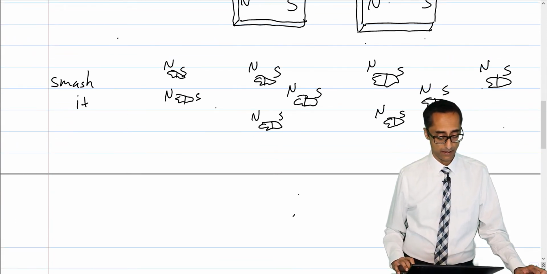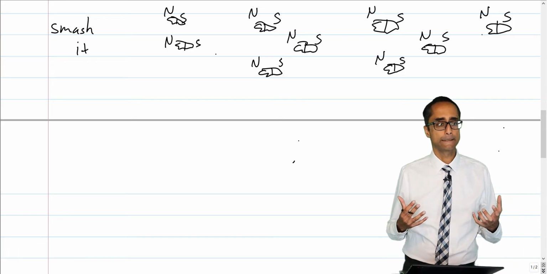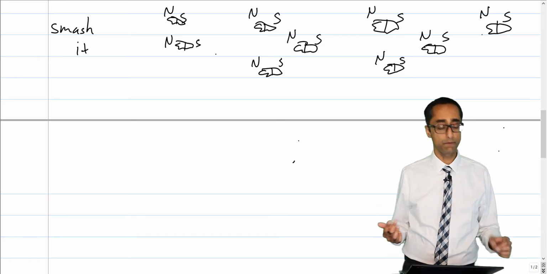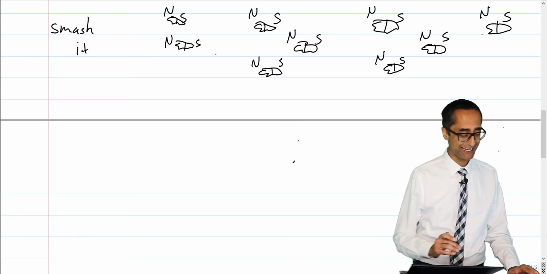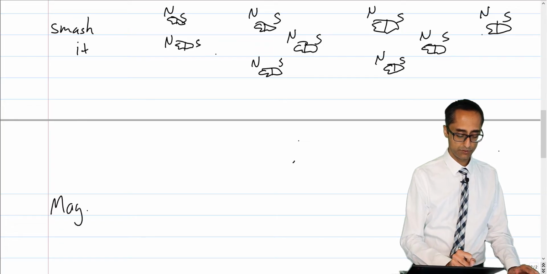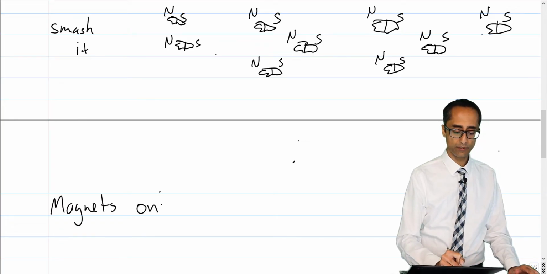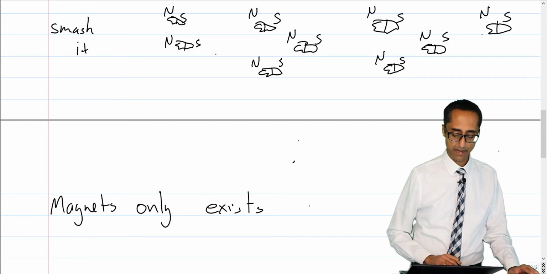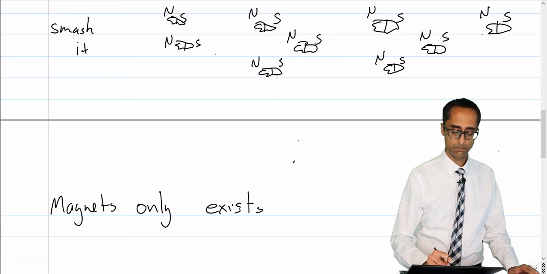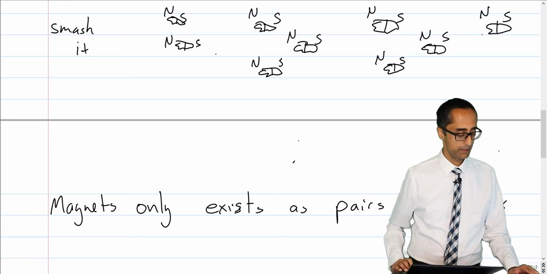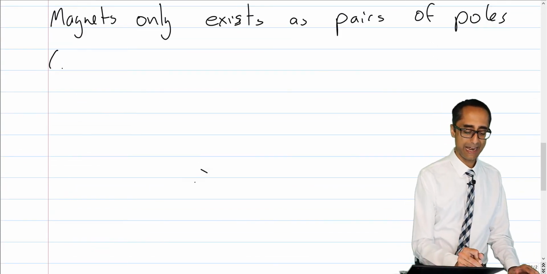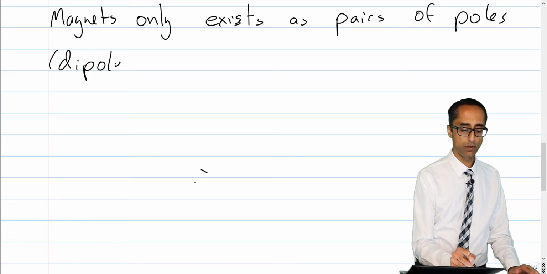for magnetism. The naturally occurring property of a magnetic material is to exist as a pair of poles, which is what is called a dipole. So magnets only exist as pairs of poles. And this is what's called a dipole. It's a naturally occurring dipole.